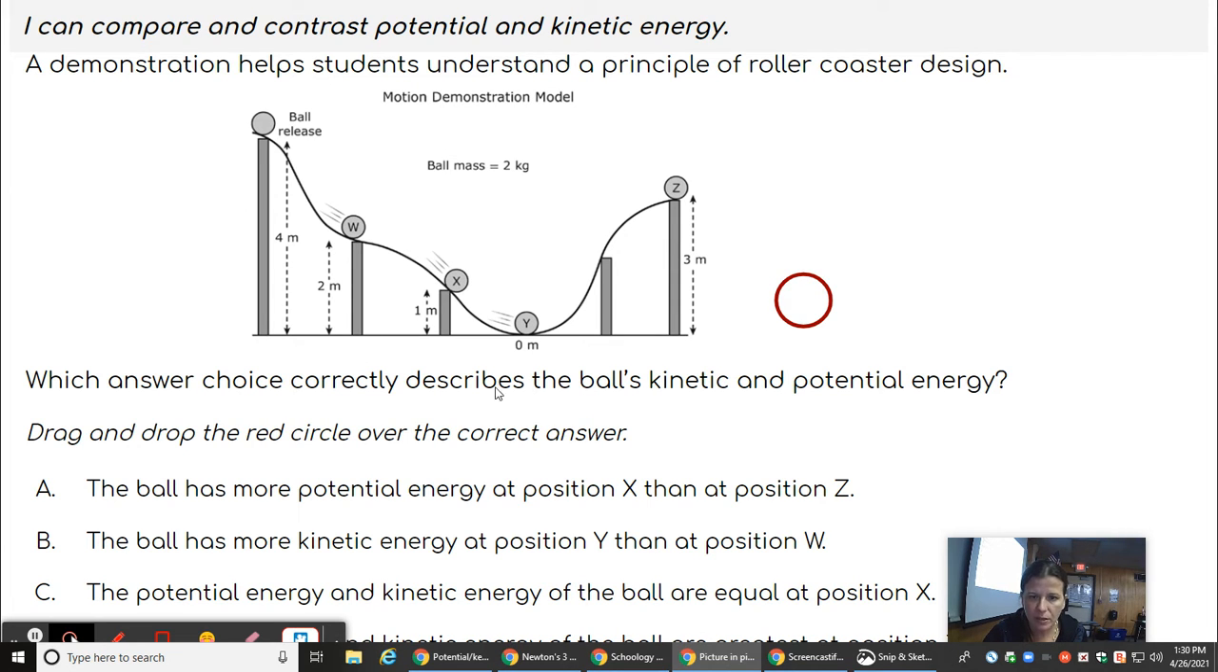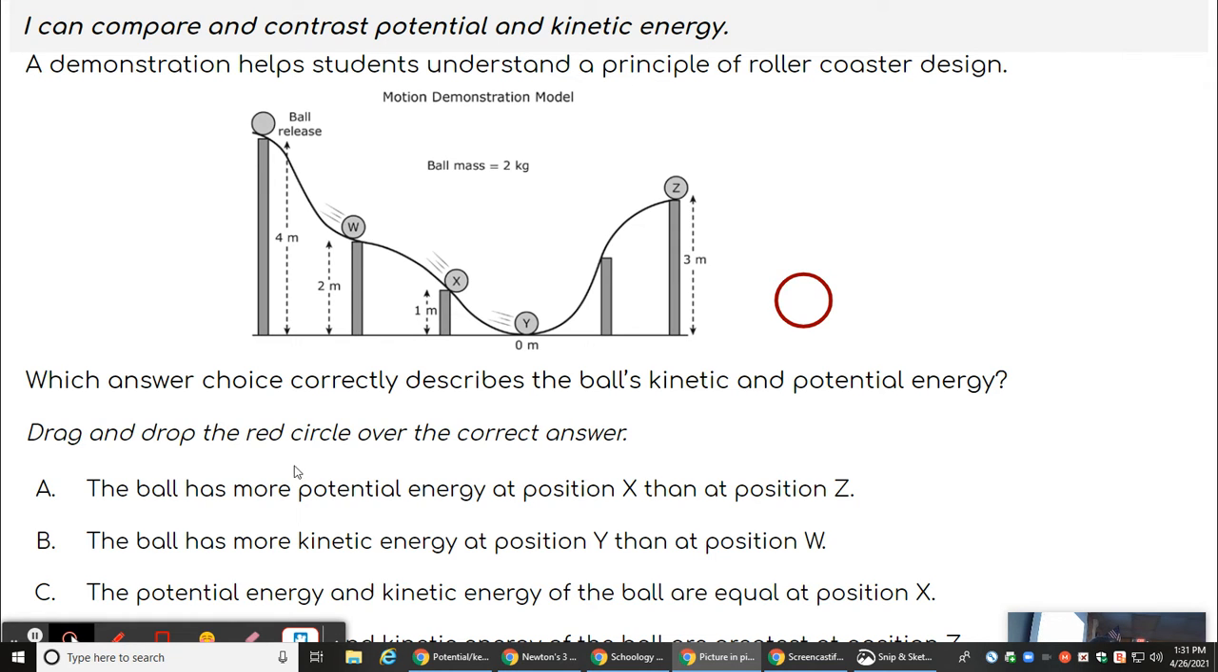Which answer choice correctly describes the ball's kinetic and potential energy? So remember, the greatest potential energy is when the object is highly elevated off the ground. So in this position, you're going to have the greatest potential energy because it's the furthest from the ground, but you have the least kinetic energy, energy of motion. Down here at this position, you have the greatest kinetic energy, energy of motion, and the least potential energy, stored energy. So, which answer choice correctly describes the ball's kinetic and potential energy?